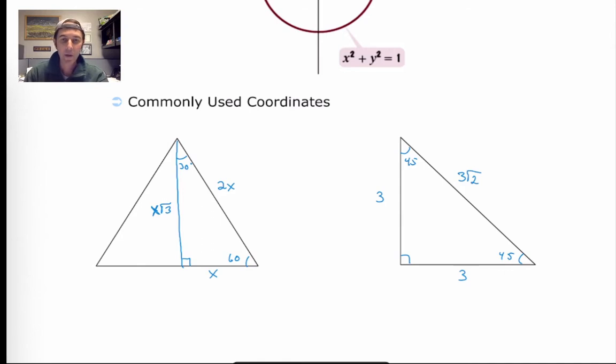Well, how did I get it? Other than, what's the cheat? What's the shortcut? The leg times the square root of 2 equals the hypotenuse. I'll say it again. In a 45, 45, 90 triangle, if you take the length of the leg and you multiply it by the square root of 2, you get the hypotenuse.